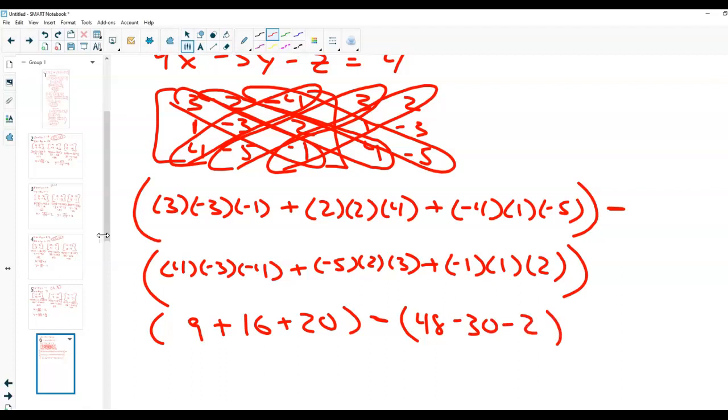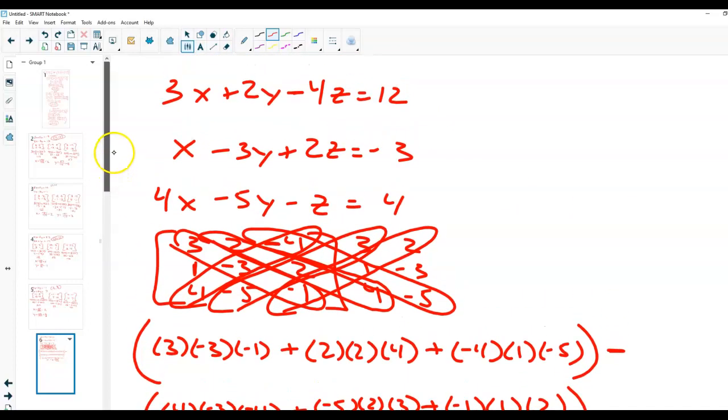So 45 minus 16. 29 becomes my determinant, which will be my denominator throughout the problem. Okay? And most of this is smaller multiplication. You've got to be careful with your signs.